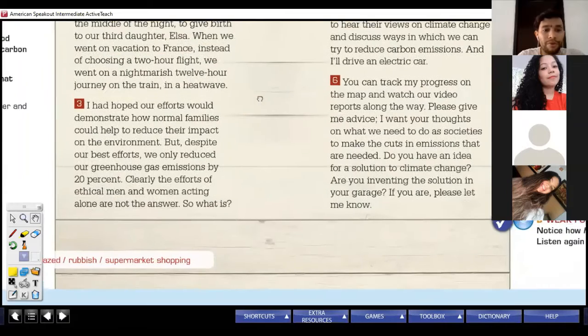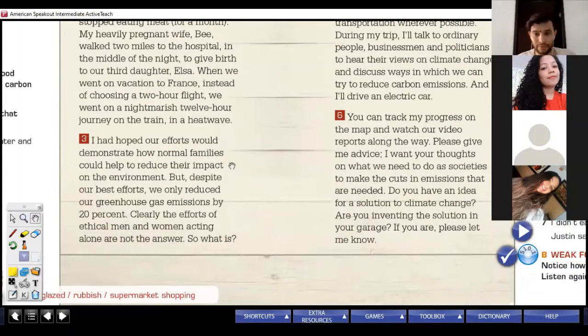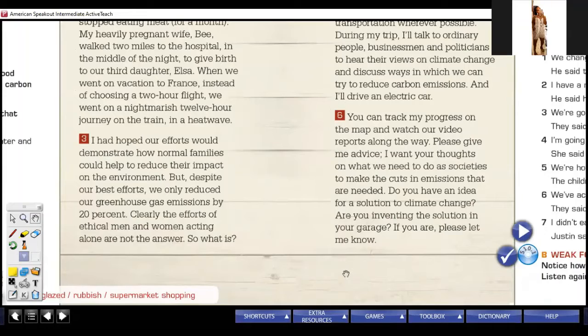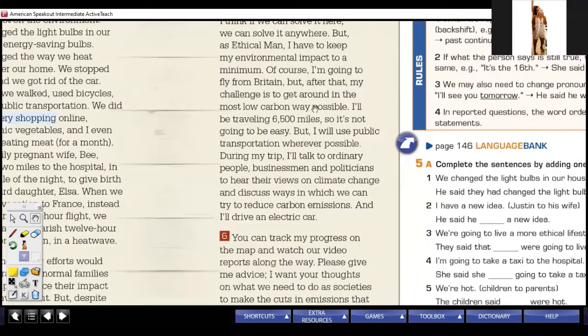Another person. Number 3. Okay. I had hoped our effort would demonstrate how normal families could help to reduce their impact on the environment. But despite our best efforts, we only reduced our greenhouse gas emissions by 20%. Clearly, the efforts of ethical men and women's action alone are not the answer. So what is? Very good, miss. Thank you.